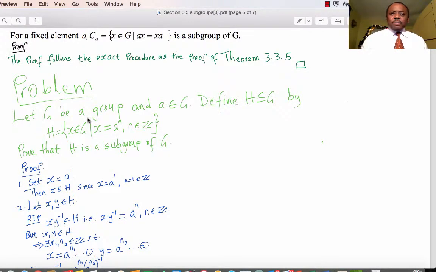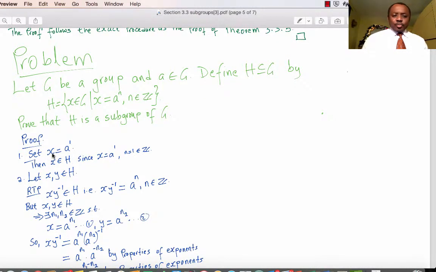Problem. Let G be a group and let A be an element in G. Define the subset H of G by H equals the set of all elements X in G such that X is A to the N, where N is some integer. In other words, H is the set of all elements of the form A^N. Prove that H is a subgroup of G. Well, set X to be the element A raised to the power 1. Then X is clearly an element in H because we can write it as A to the 1 and 1 is an integer, so H is non-empty.